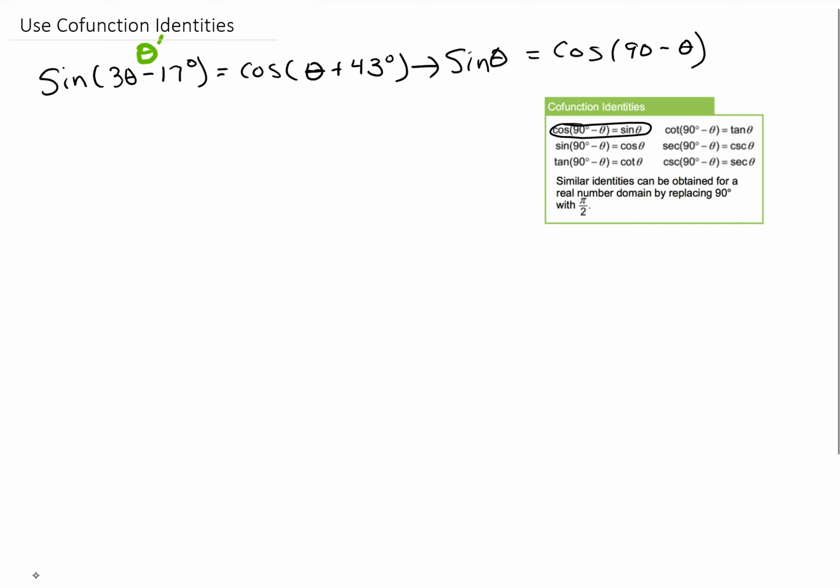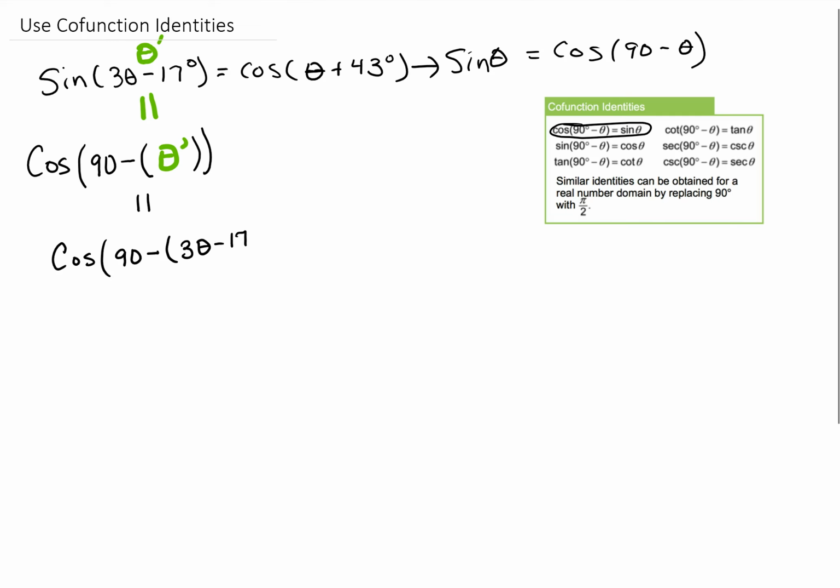All right, but what I'm going to say is, well, this should equal the cosine of 90 minus this green thing that we call theta prime. And actually, let me erase that. Wrong color. There we go. And we're going to close that off. So I'm going to go back and make that substitution again. So this is the cosine of 90 minus 3 theta minus 17. So something that looks like that. And now I'm going to set it equal to the cosine of theta plus 43.